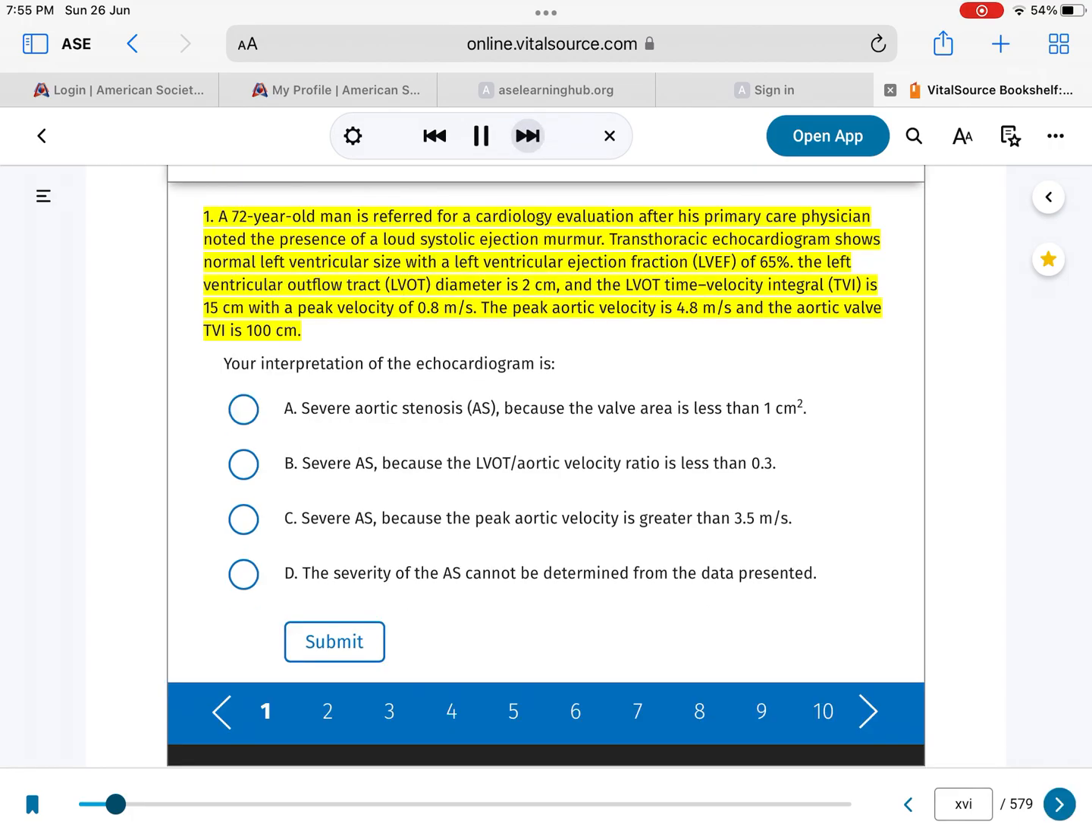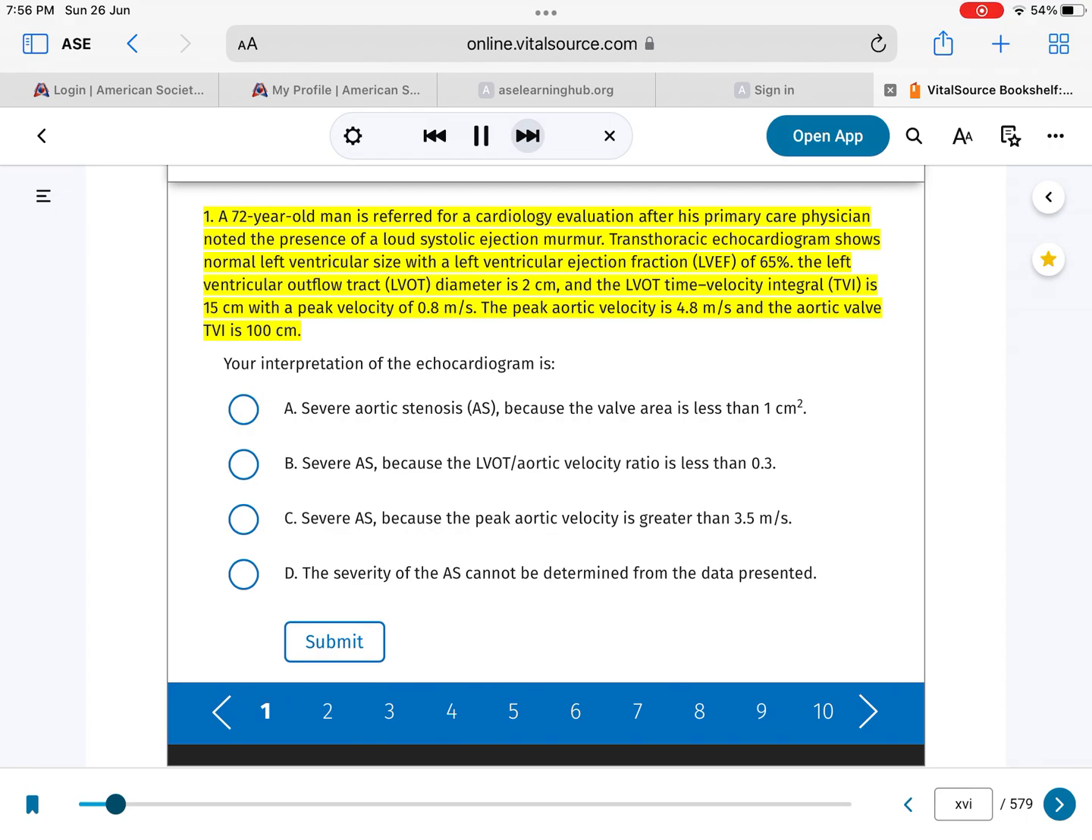1. A 72-year-old man is referred for a cardiology evaluation after his primary care physician noted the presence of a loud systolic ejection murmur. Transthoracic echocardiogram shows normal left ventricular size with a left ventricular ejection fraction, LVEF, of 65%. The left ventricular outflow tract, LVOT, diameter is 2 cm, and the LVOT time velocity integral, TVI, is 15 cm with a peak velocity of 0.8 m/s.